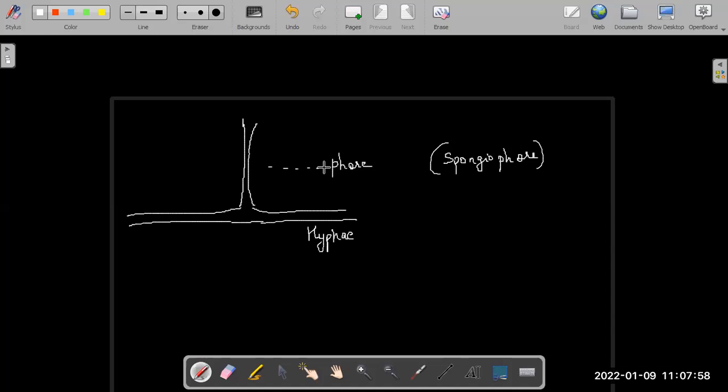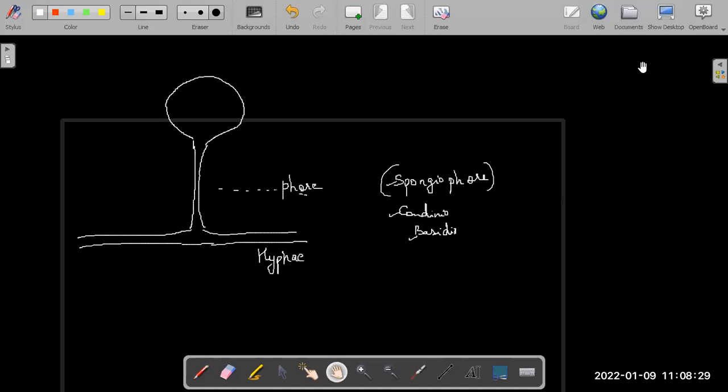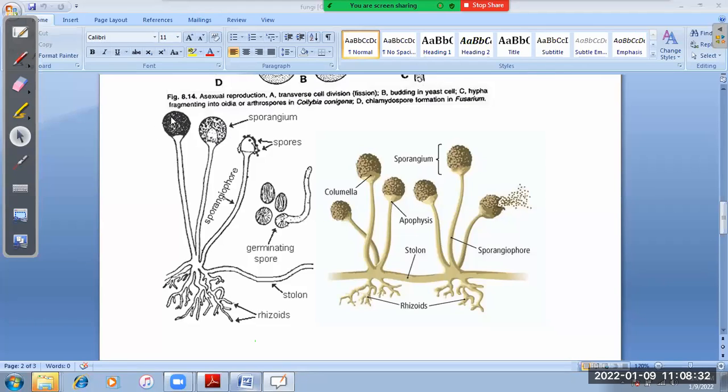Got it? So I'm going to be using some word and phore, for example, sporangiophore or basidiophore, or conidiophore. Based on a particular group of fungi, I'll be using either conidio, basidio or sporangio. But what is a phore? Any tube which comes out. Then this tube will give me a cap-like structure. Can you see this? So this entire cap-like structure will be called the sporangium.